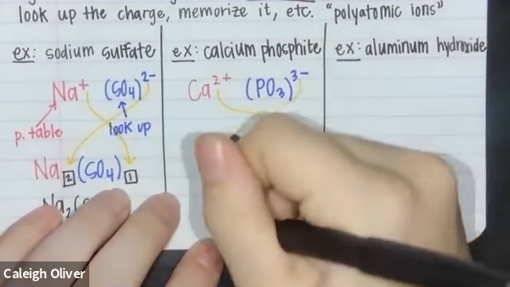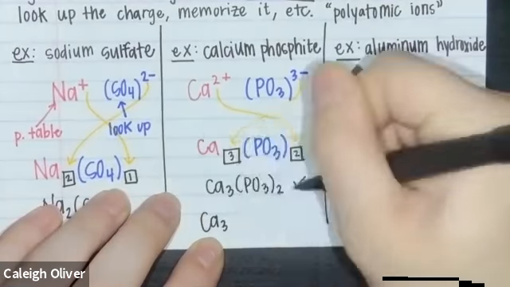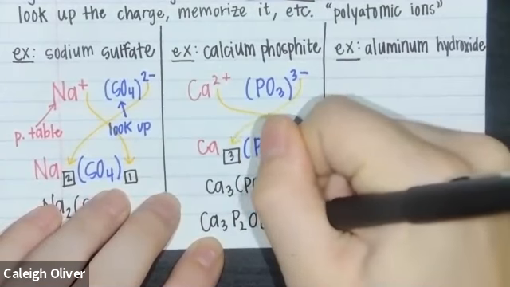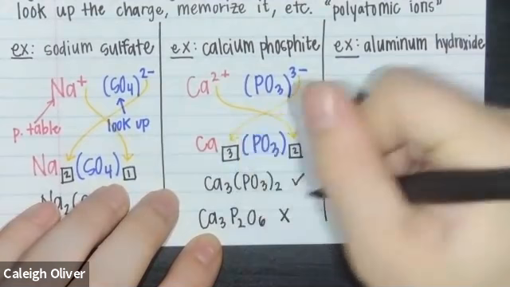Sometimes students want to do this thing where they distribute and then they have calcium 3, 2 phosphoruses, and 6 oxygens. Don't do that. This makes me sad.